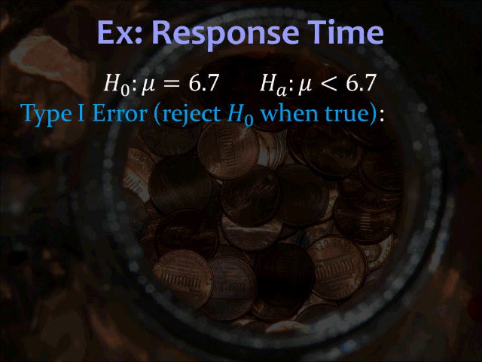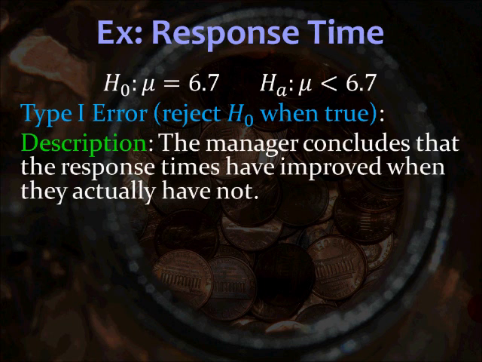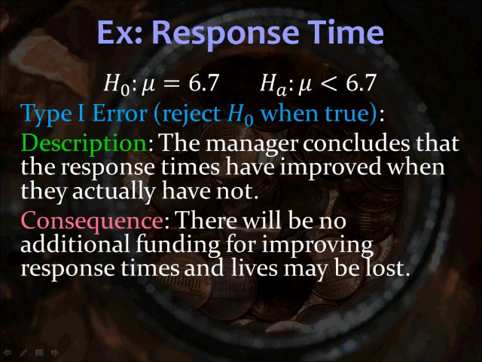Type 1 error: we reject the null when it's true. The manager concludes that the response times have improved when they actually haven't. In other words, you're rejecting the null, you're accepting that the response times have improved, when in reality they haven't. The consequence? The manager will not authorize additional funding for improving response times, and lives might be lost due to the slowness of the response. So those are a couple of real-life consequences for a type 1 error. You're saying that there actually has been improvement when there actually hasn't.